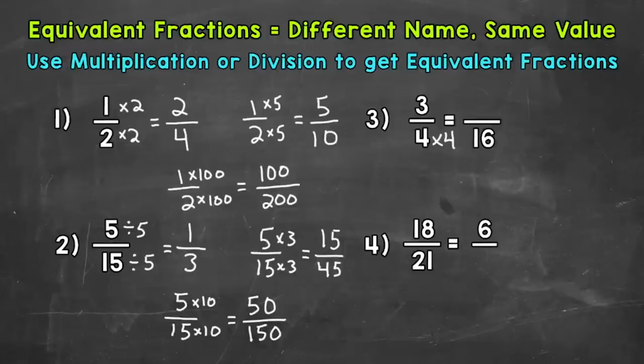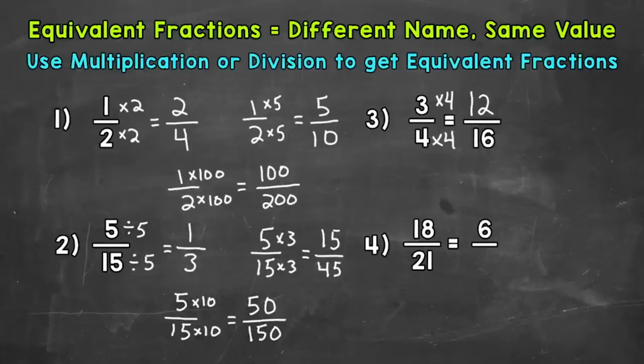So let's do the same exact thing to the numerator. 3 times 4 gives us 12. So 12 is our missing number there. 12/16 is equivalent to 3/4. And lastly, let's move on to number 4, where we have 18/21 equals 6 and then a missing denominator.